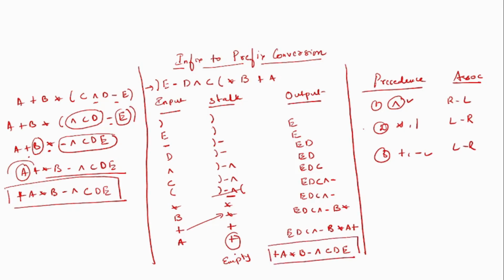As you can see, plus a star b minus exponential c d e is exactly the same as what we have done in the direct method, which means that our answer is correct. So this is a medium level expression which we have solved.